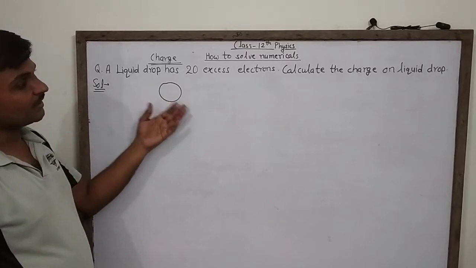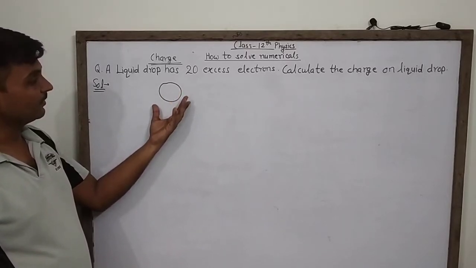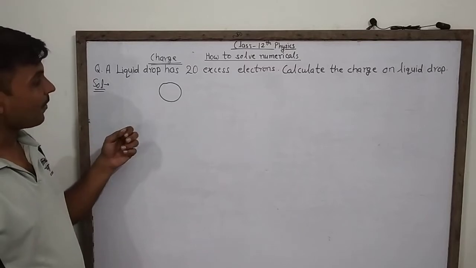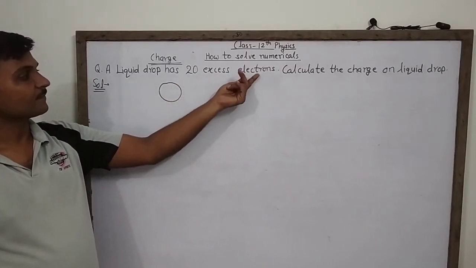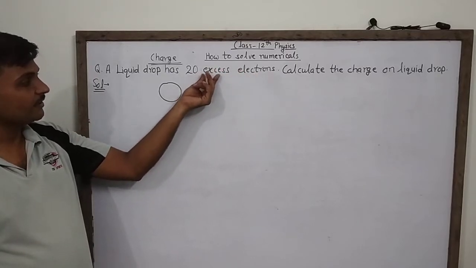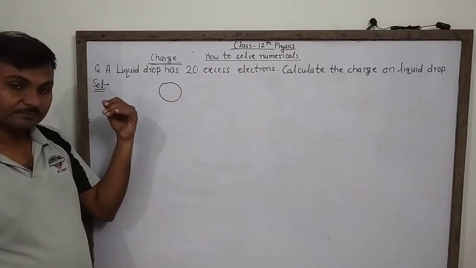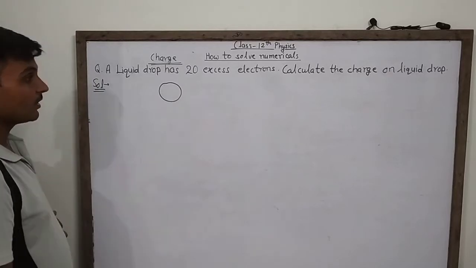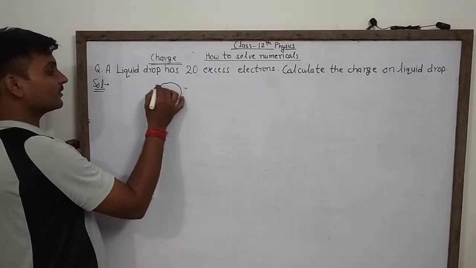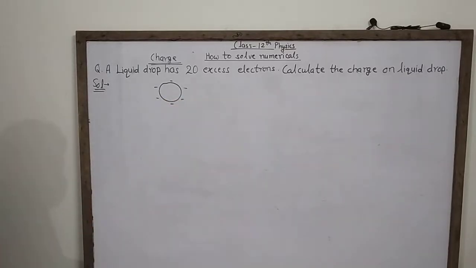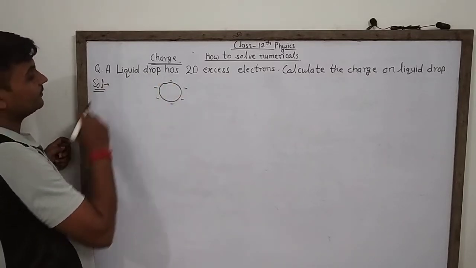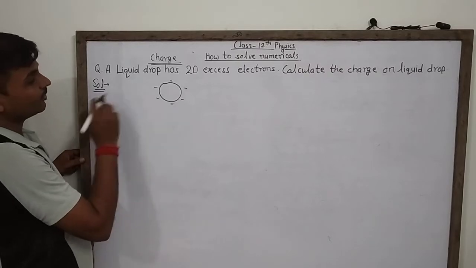And what is the charge on this liquid drop? We have to find. Here we see excess of electrons. It means 20 electrons excess on the drop. That means negative charge appears on the drop. Now we have to find what quantity of charge the body or liquid drop acquires.